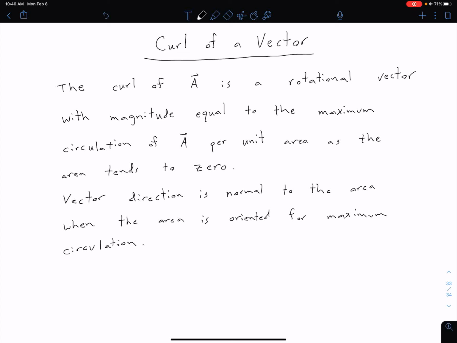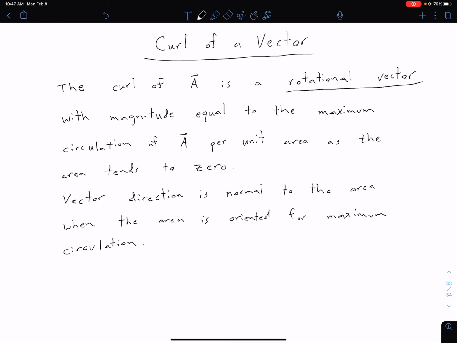The next operation we're going to talk about is the curl of a vector. So the curl of some vector field A is the rotational vector with magnitude equal to the maximum circulation of A per unit area as the area tends to 0. And as I've noted here, we are operating on a vector and our result is a vector as well. And the direction of this vector is normal to the area when the area is oriented for maximum circulation.